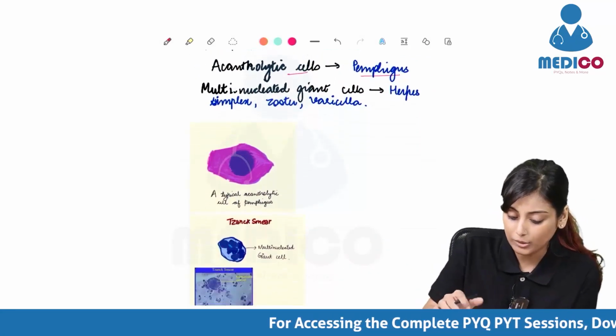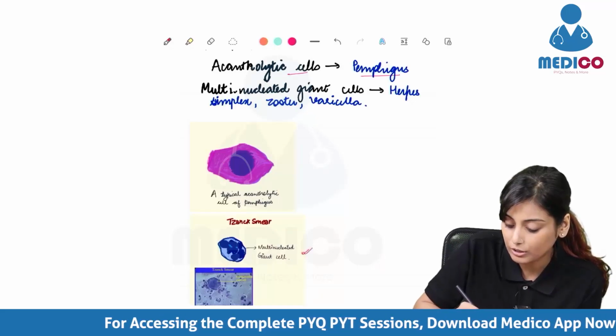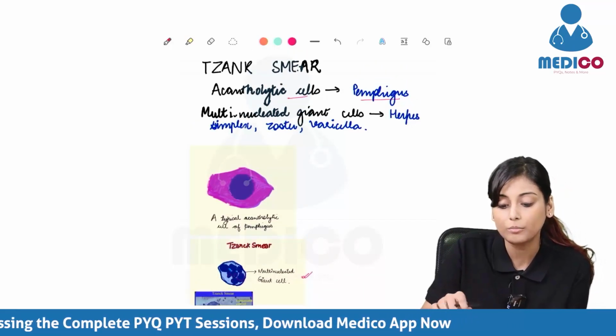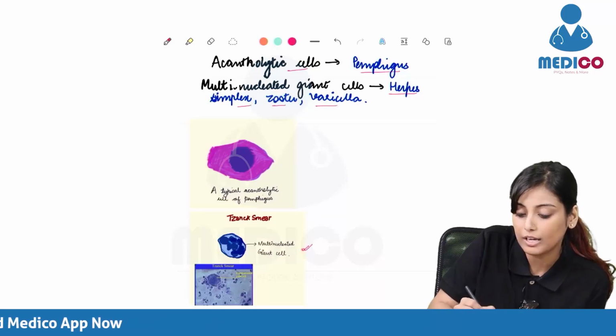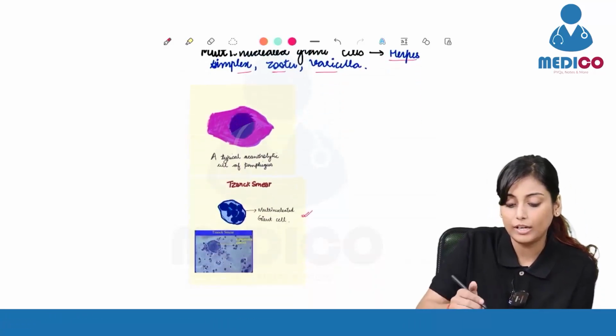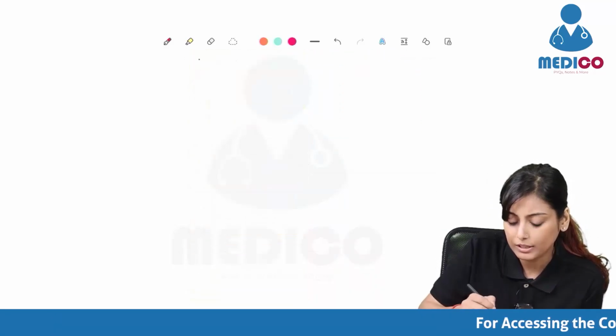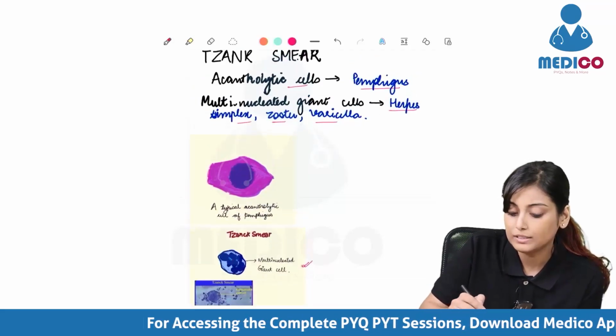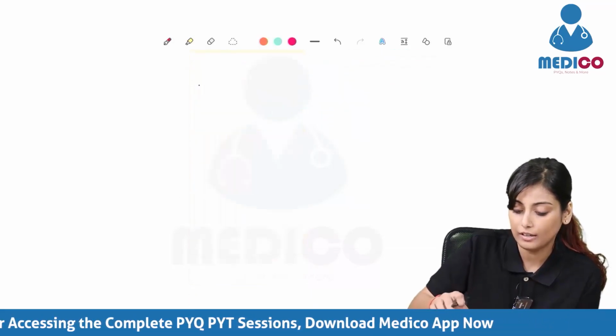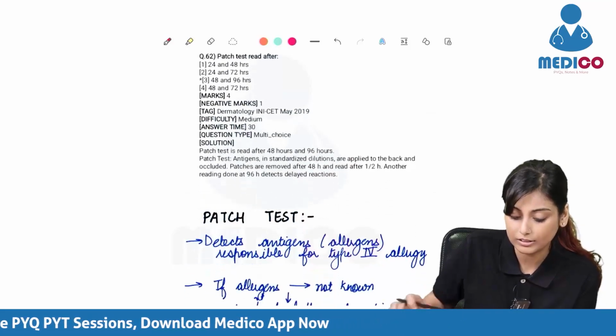There are also multinucleated giant cells that you'll see when you de-roof the blisters and look at the base, in diseases like herpes simplex, herpes zoster, and varicella. So acantholytic cells are seen in pemphigus, and multinucleated giant cells are seen in herpes, varicella zoster, and other diseases like that.